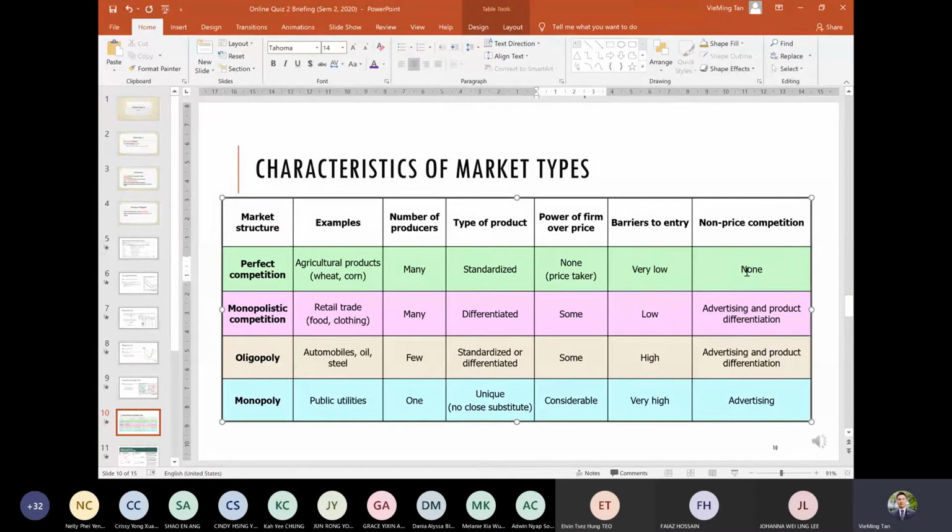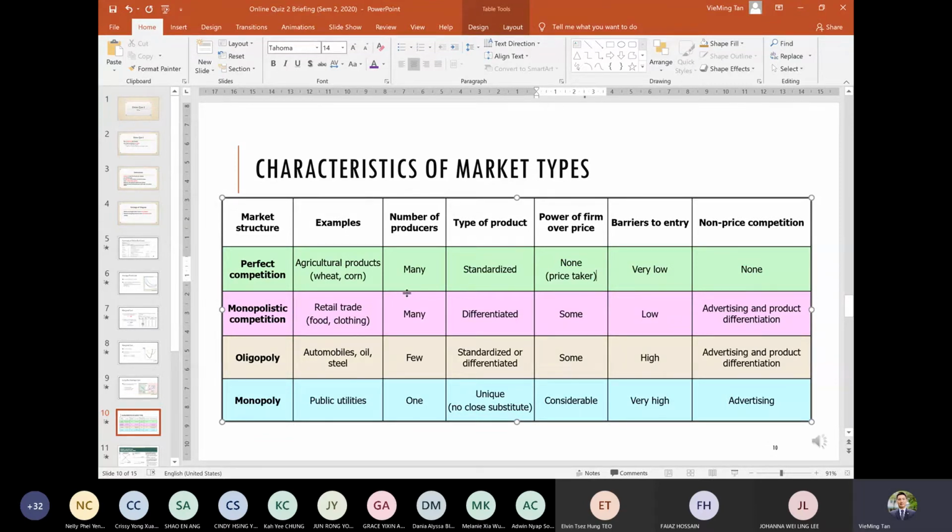And how about non-price competition? No. What is the reason? Because all of the products are homogeneous. So there's no point to advertise the product, because if you advertise, it will incur cost, but you cannot attract more customers to come and buy the products. So there's no point using advertisement to compete with each other in the perfect competition market.